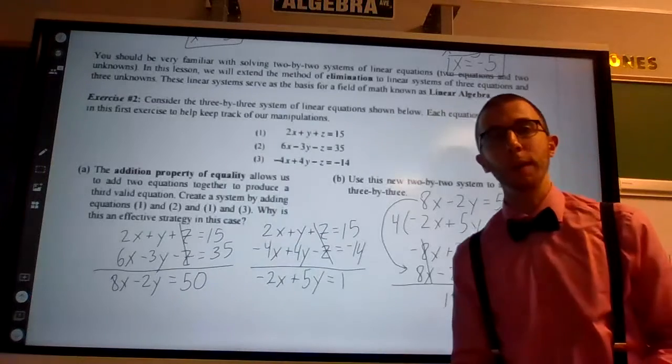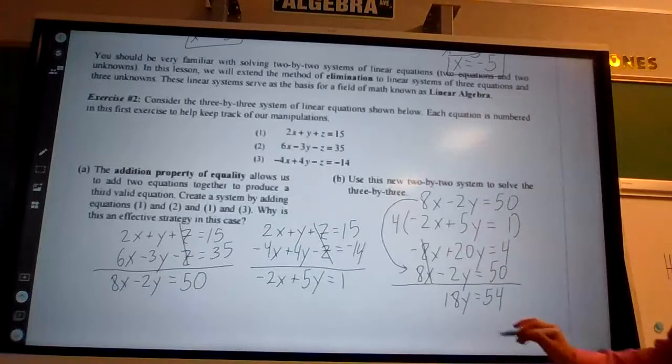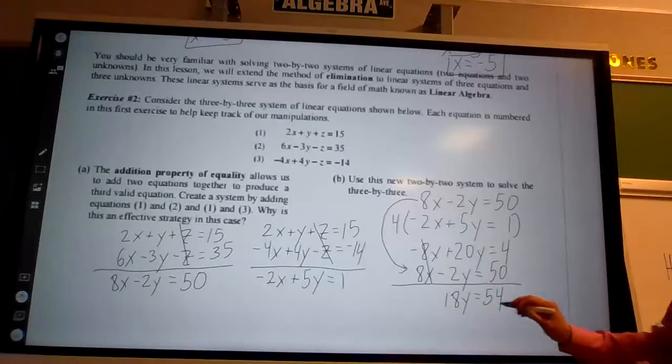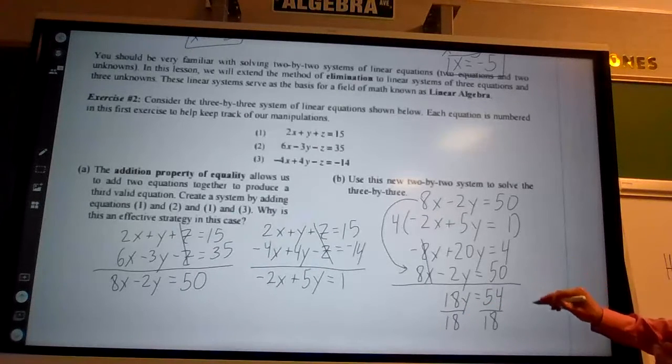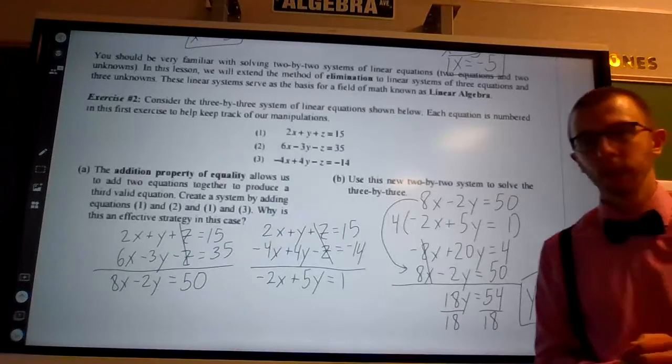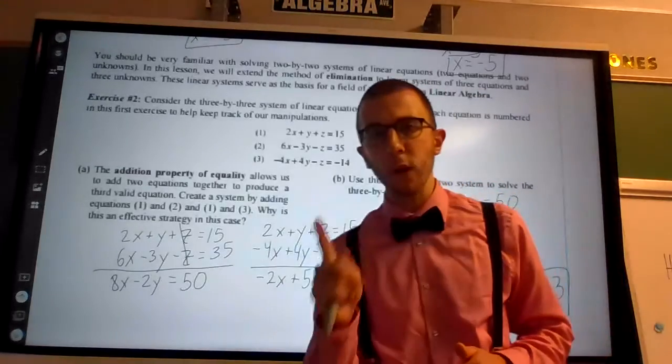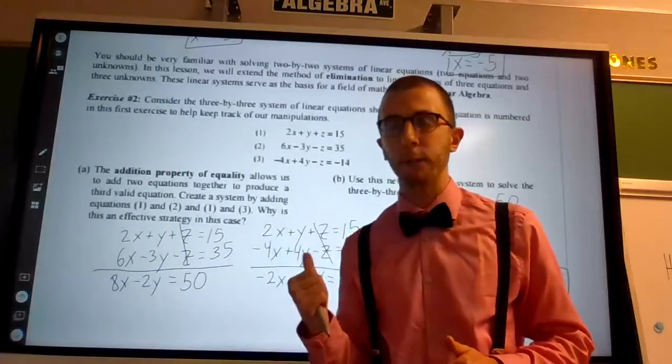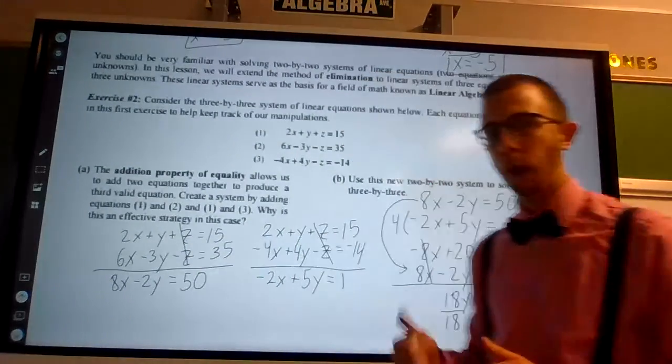And that's a one-step equation that we all know we can solve by dividing by 18. Divide both sides by 18 to get y equals 3. Okay, y equals 3, that's the first step to this 3x3 puzzle. Y equals 3.